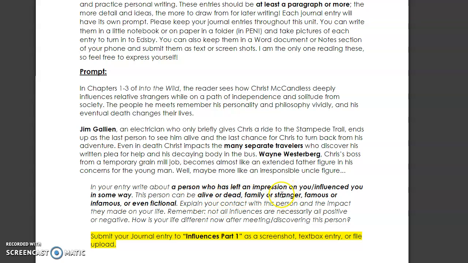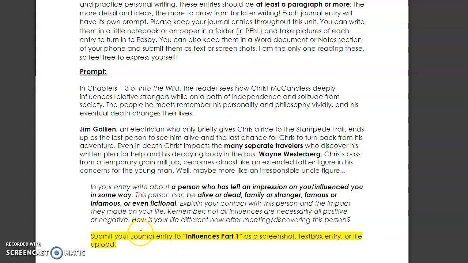He's certainly a stranger to me. He's never met me and I've never met him. He's considered kind of a famous author, but he has left a big impression on me. I love his books. He's influenced my writing style, and he's influenced how I think about life. So he might be someone I would write this journal entry about.